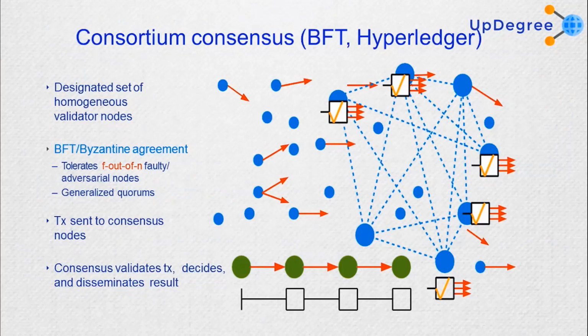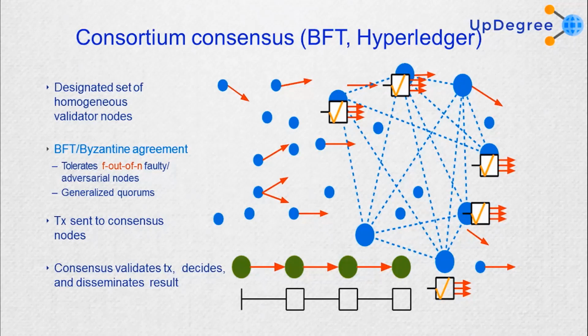So I'm just going to the consortium consensus, which is Hyperledger. So there is a designated set of homogeneous validator nodes. So you see on the right hand side, right, green color, blue color. Basically, there is an agreement which is already defined. And there are quorums, that means it's easy to find out the faulty. So all the transactions go to the consensus node. So all the green. And the consensus validates transactions and decides and disseminates results. So you have a lot of transactions, the small ones, big ones, and they go into the transaction mechanism and it disseminates. So all the blue ones that you see are the transactions, and once it is approved, you see a tick mark.